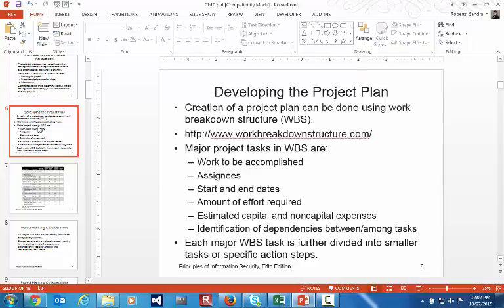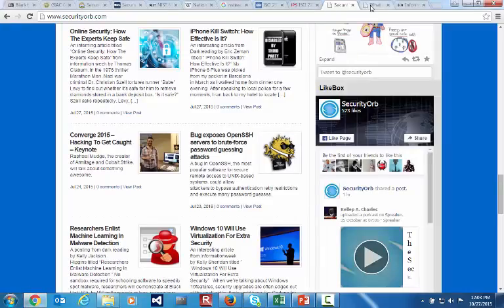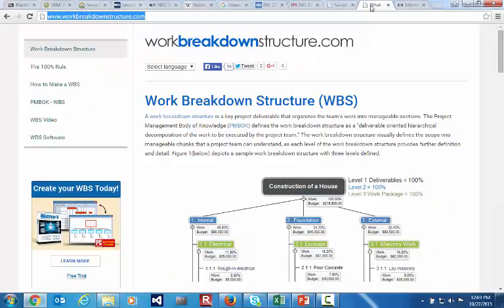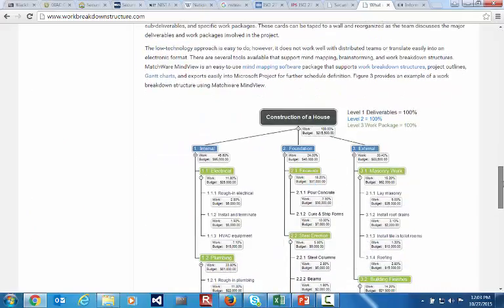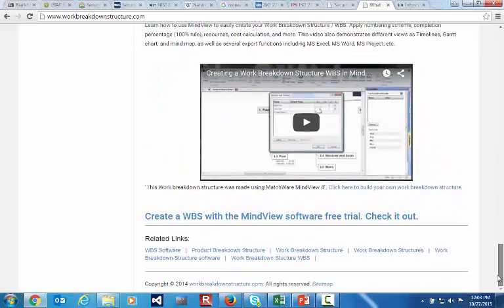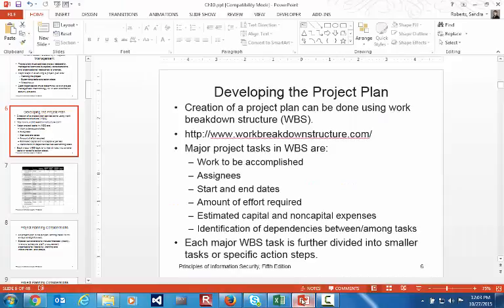So look at planning the project. Look, there's the URL for the breakdown structure, and that's what it looks like there. It's just giving you an idea of what is actually involved, why use it, and what the benefits are. Good site there, breakdown structure, so that you can look at the task to be accomplished, who's going to do it, when it's going to begin, and when it's going to end.